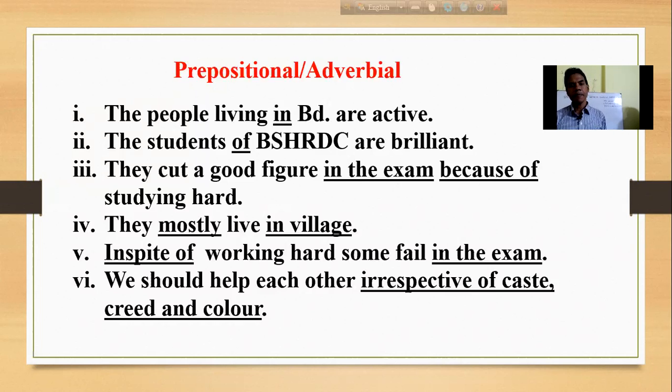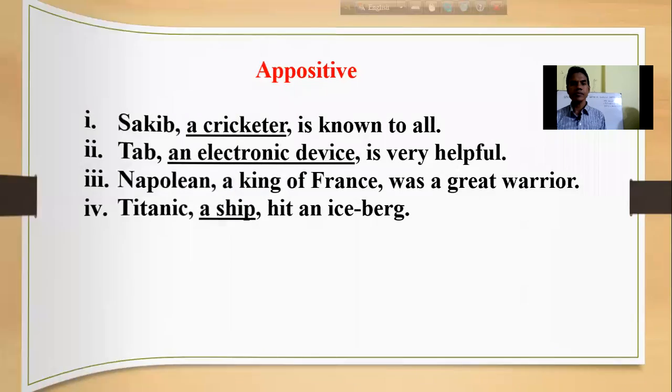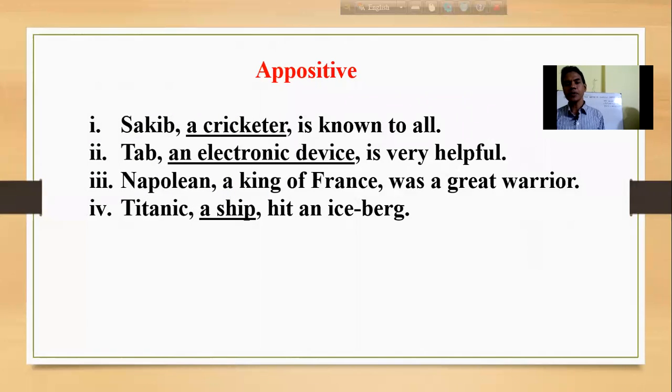Then we see appositive. Do you have any idea about appositive? Appositive indicates a kind of noun that takes place after a noun and gives extra information about that noun. So a noun that gives extra information about another noun is called appositive.